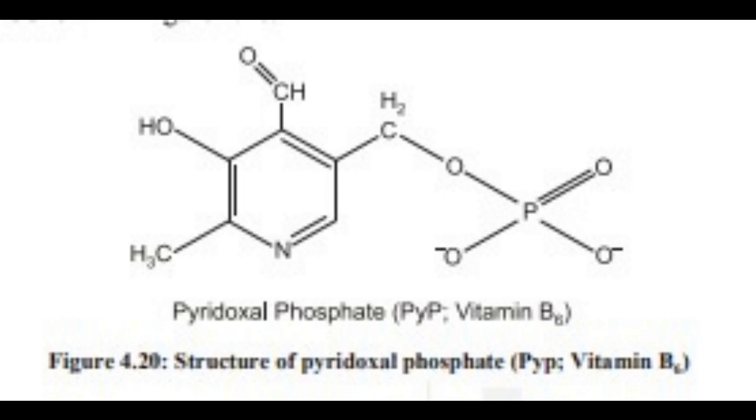Thiamine diphosphate, TDP, is the coenzyme responsible for the transfer of aldehyde and glyoxyl groups. Figure 4.19 presents the structure of TDP. Figure 4.19, structure of thiamine diphosphate. The most important metabolic reaction catalyzed by TDP is the oxidative decarboxylation of alpha-keto acids such as pyruvic acid.